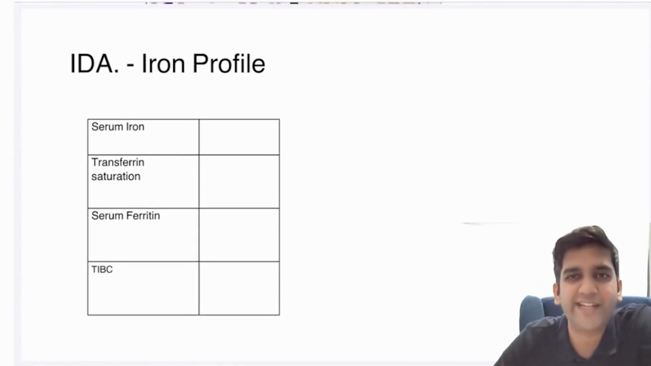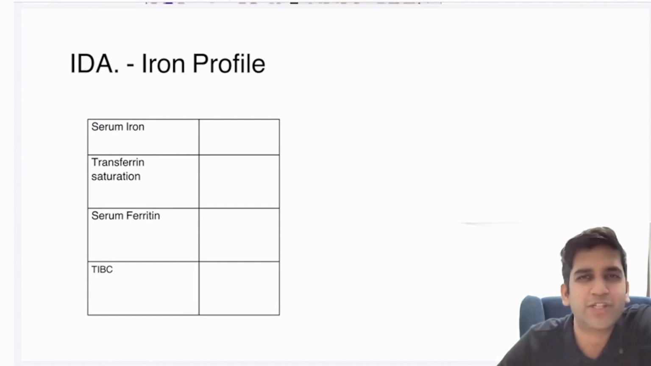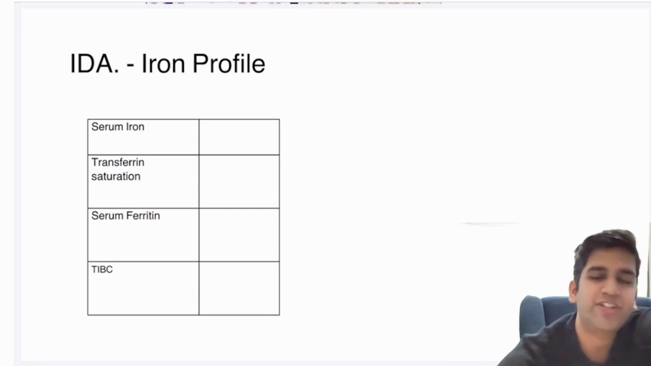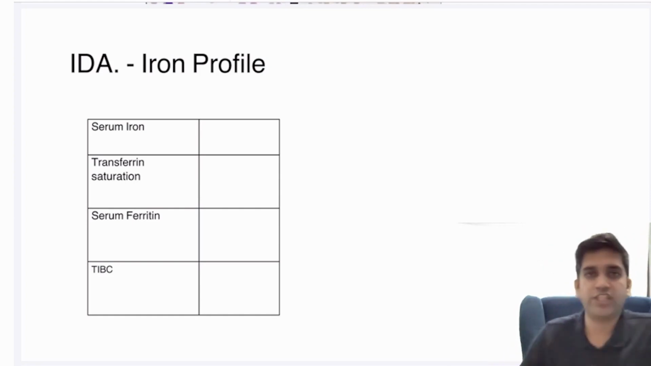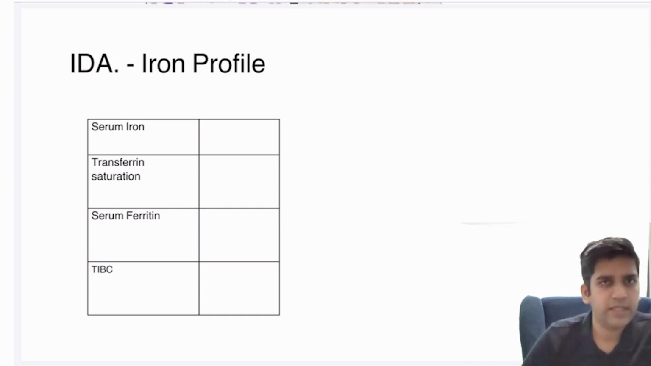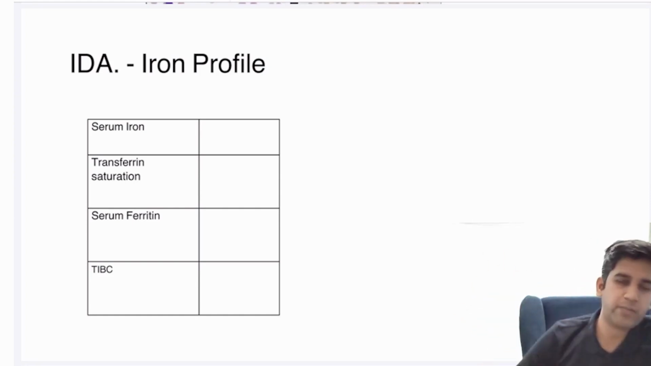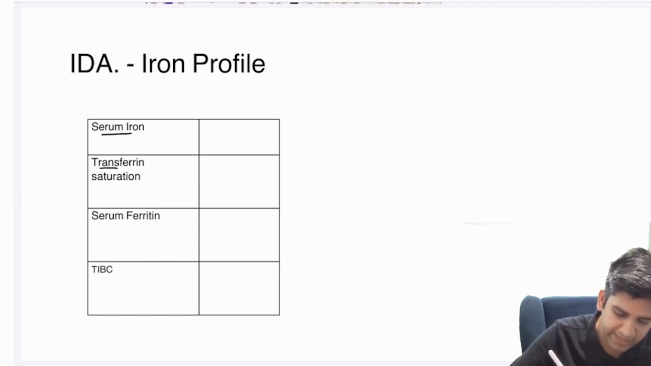I'm not going to talk about the etiology of IDA. You know the pathogenesis, you know how to diagnose, right? That's undoubtedly the most common anemia anyone in the world is going to encounter. The most confusing thing about IDA is the iron profile. These are the 4 main components of the iron profile, and I'm going to give an easy hack to remember them. Imagine serum iron and transferrin saturation are directly proportional.